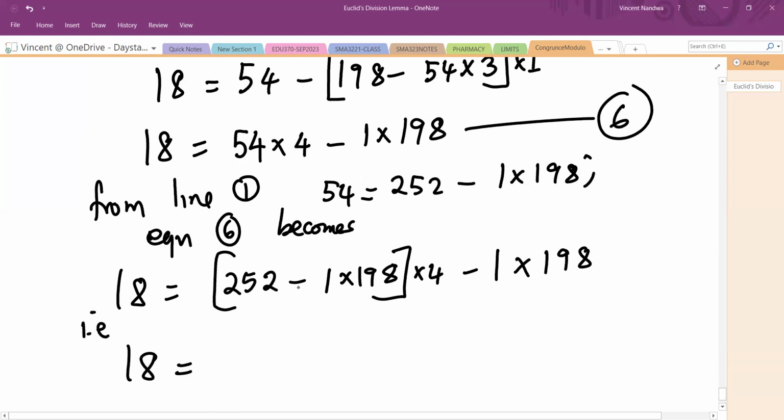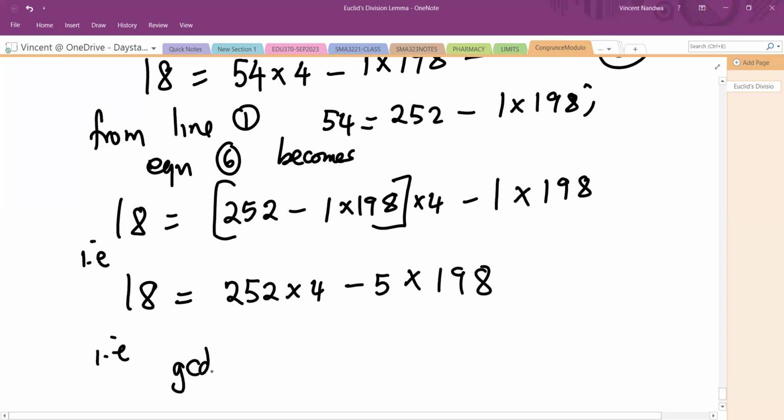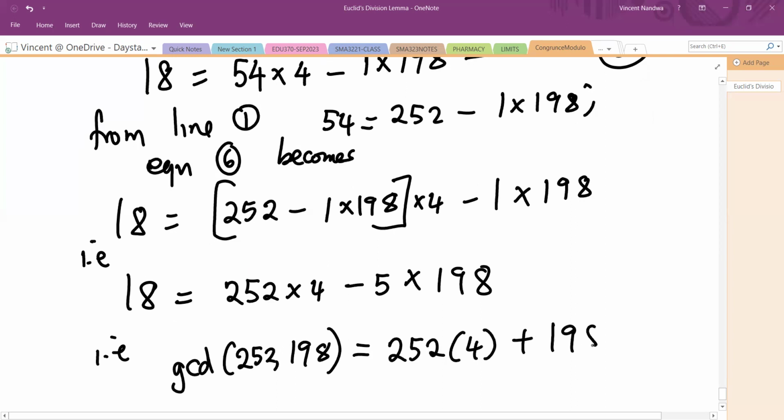So I'll have 4 times 252, and then 4 times minus 1 is minus 4, minus 198, I'll get minus 5 times 198. That is, the GCD of 252 and 198 is the same as 252 times 4 plus 198 times minus 5. And you should check that when you simplify this, you get the number 18, which is the GCD of the two numbers, 252 and 198.